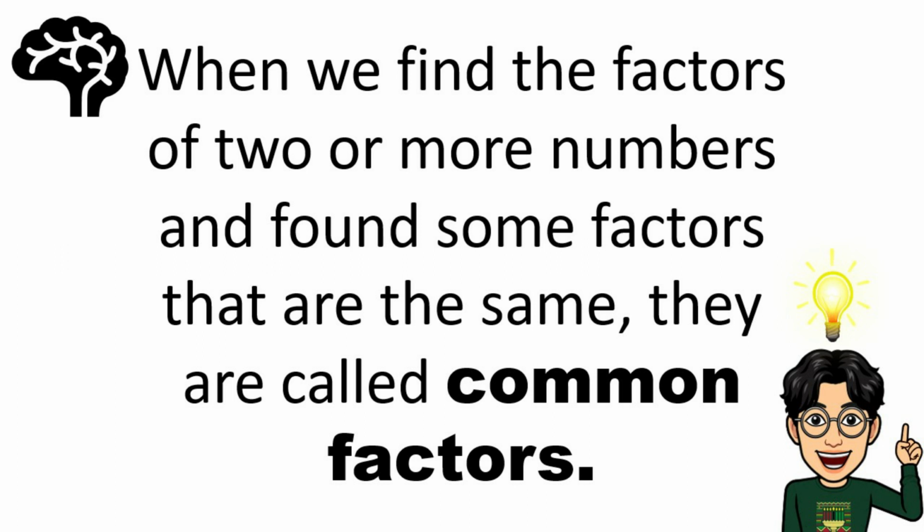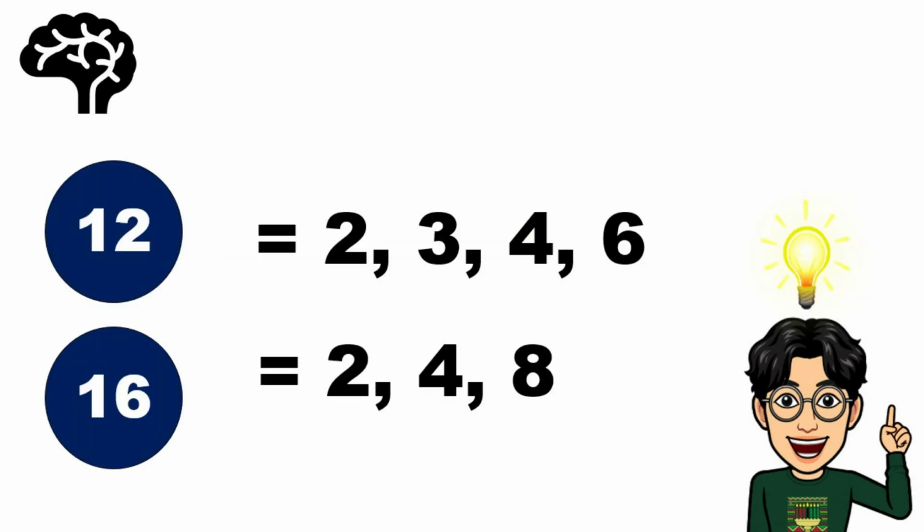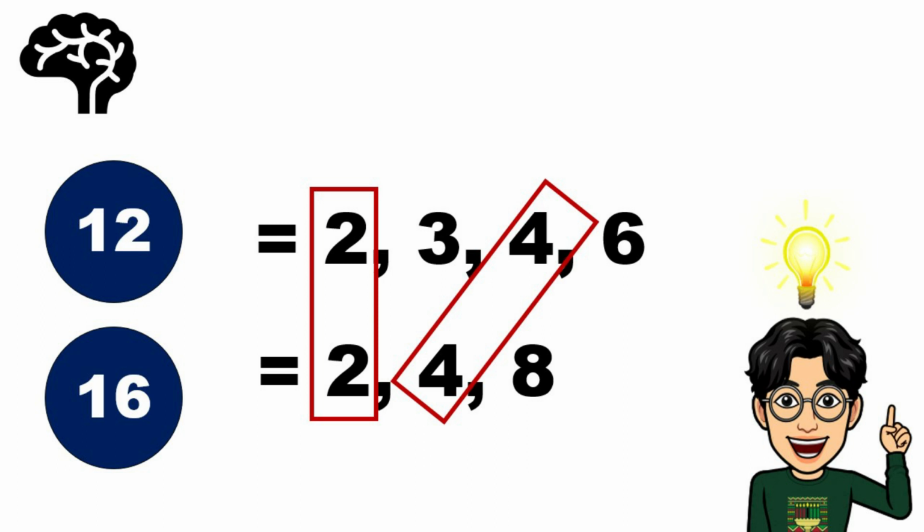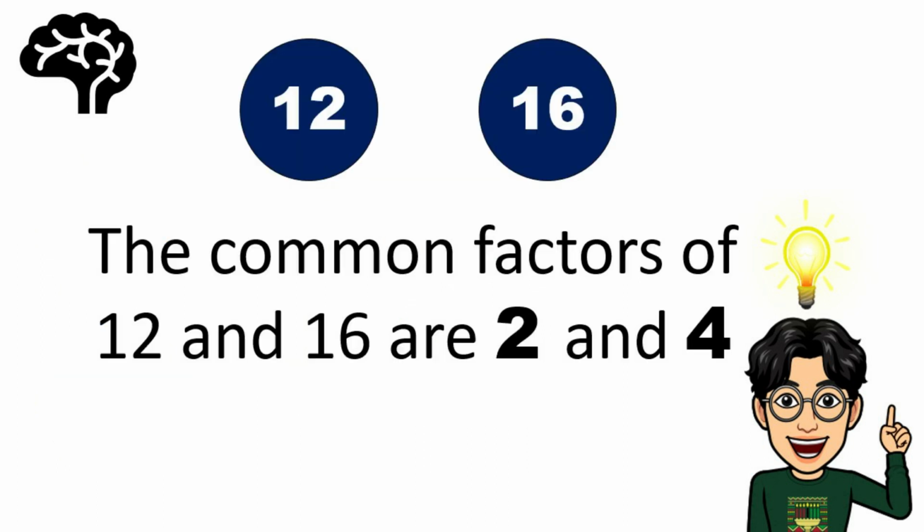When we find the factors of 2 or more numbers and find some factors that are the same, they are called common factors. For example, we have 12 and 16. 12 has factors of 2, 3, 4, and 6, and 16 has factors 2, 4, and 8. These two numbers have common factors. What do you think their common factors are? You're right! The common factors of 12 and 16 are 2 and 4.